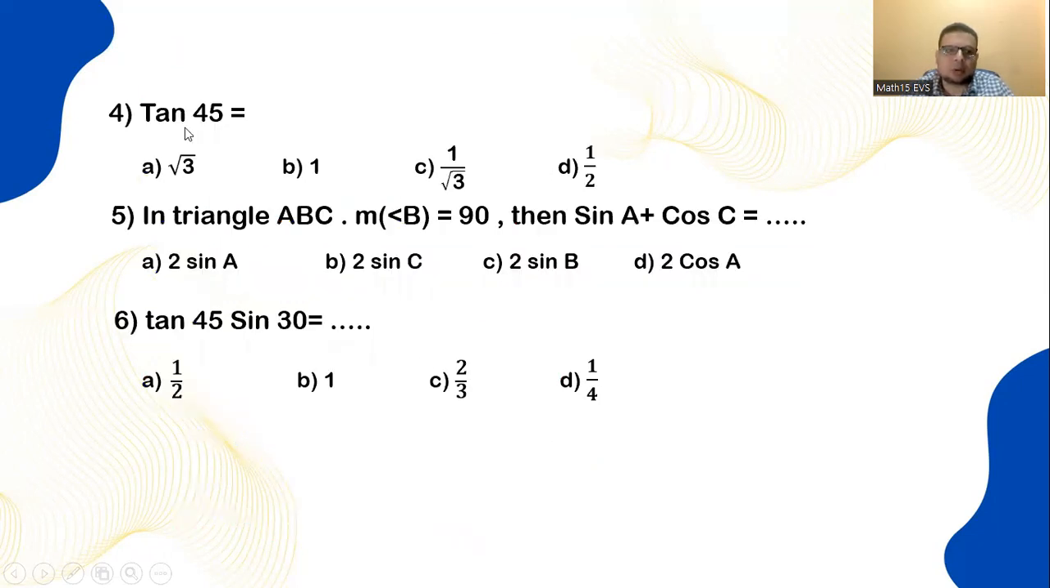The question where tan 45 equals 1. You can use the calculator in the problem. Tan 45 is 1.